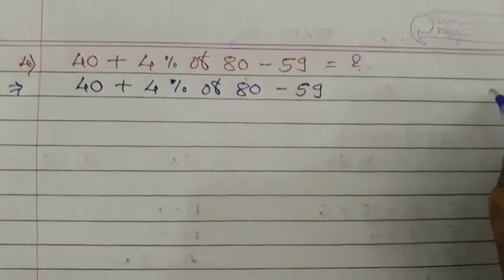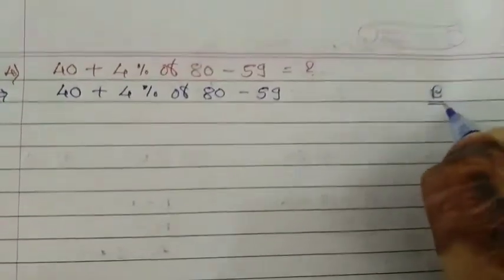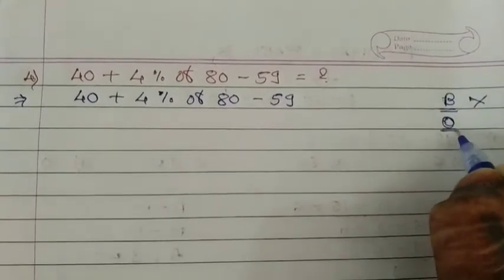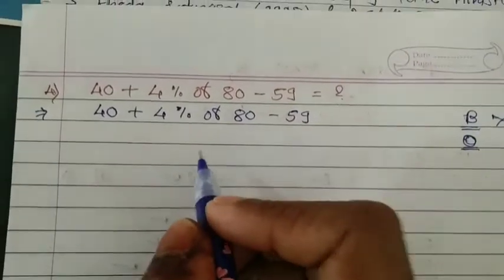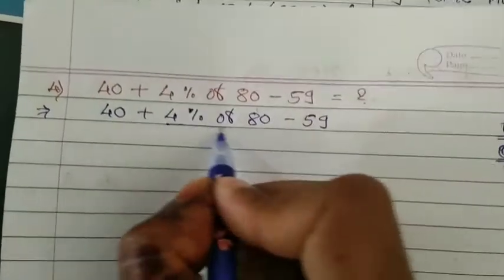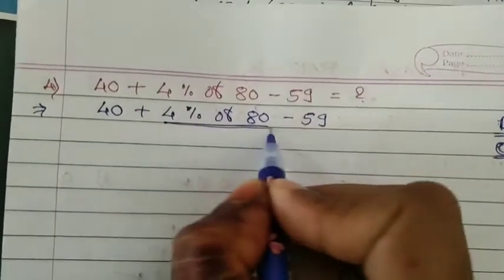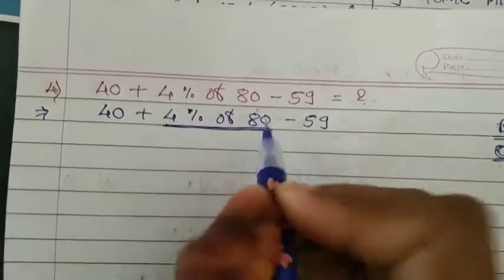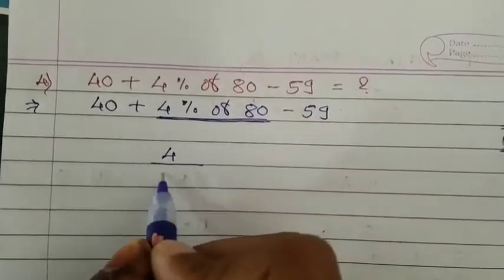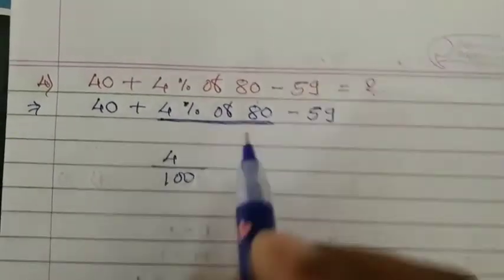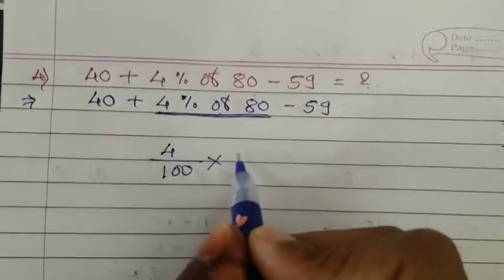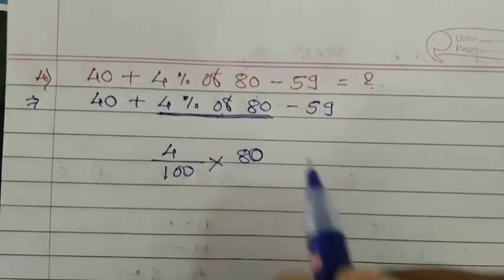So is there a bracket? No. Is there "of"? Is there "of"? Yes. 4% of 80. Firstly solve 4%. Percent means 4 divided by 100. Of means multiplied, 80 as it is. Right.